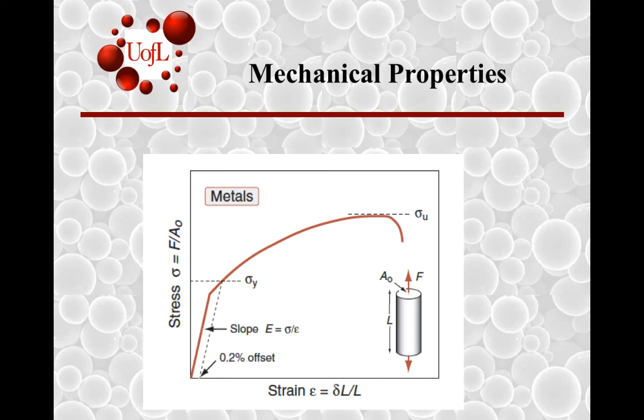Let's look at an example of how we select materials. Let's go back to a solid and focus on mechanical properties. So you have a stress versus strain diagram. In the Hookean region, where stress is linearly proportional to strain, the slope gives the Young's modulus.